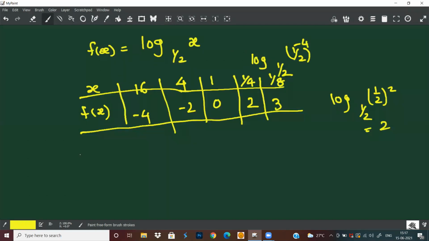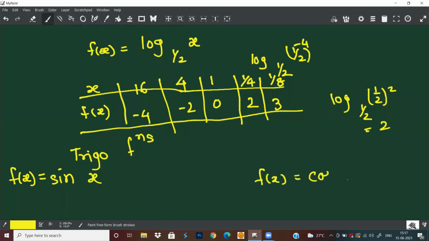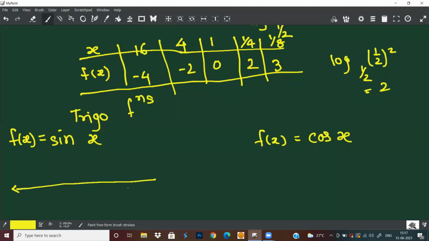Now, some trigonometric function graphs also. F of x is sine of x. यहाँ पे हम लोग करते हैं f of x is cos of x. If you want, I can make a table. Otherwise, just by logic also we can draw. You have done sine curve, cosine curve, and sound also.